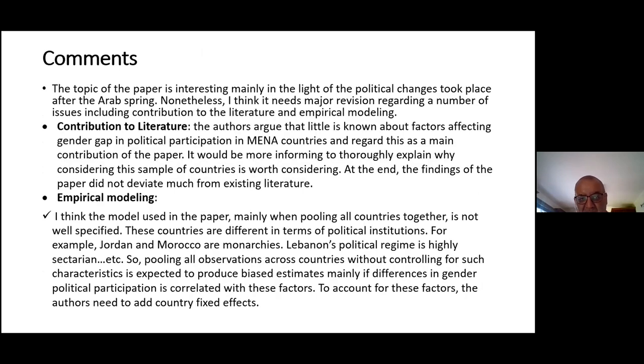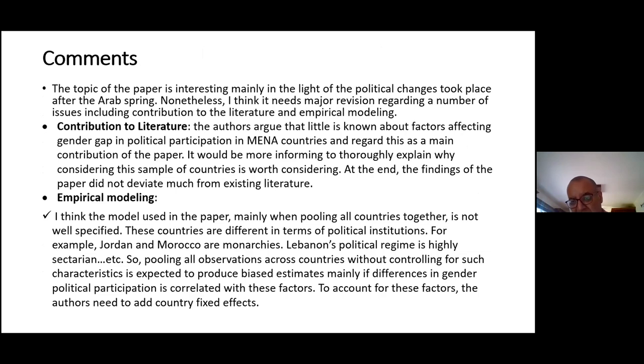My comments: I thought the topic was interesting, mainly in the light of political changes taking part in many Arab countries after the Arab Spring. But I think it needs some revision, mainly with respect to contribution as well as empirical model. And here I explain why and how. Contribution to the literature.